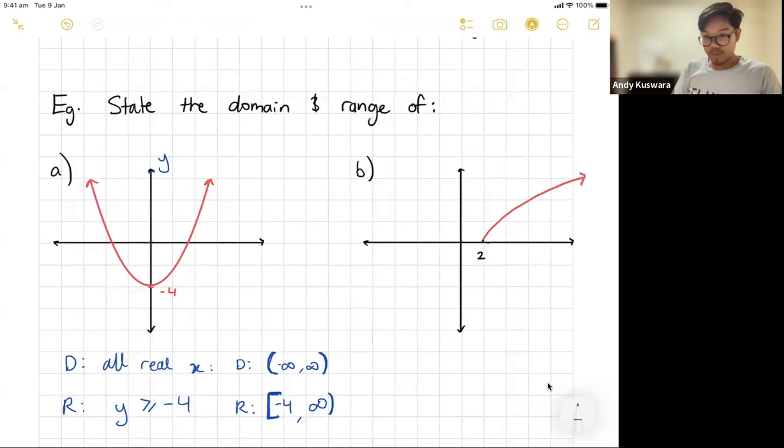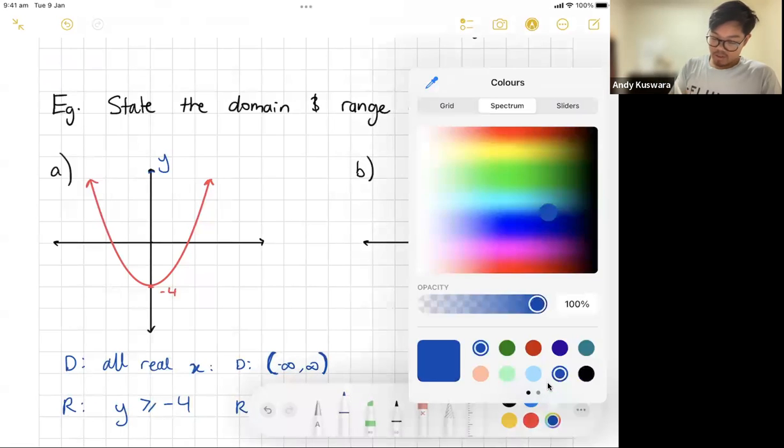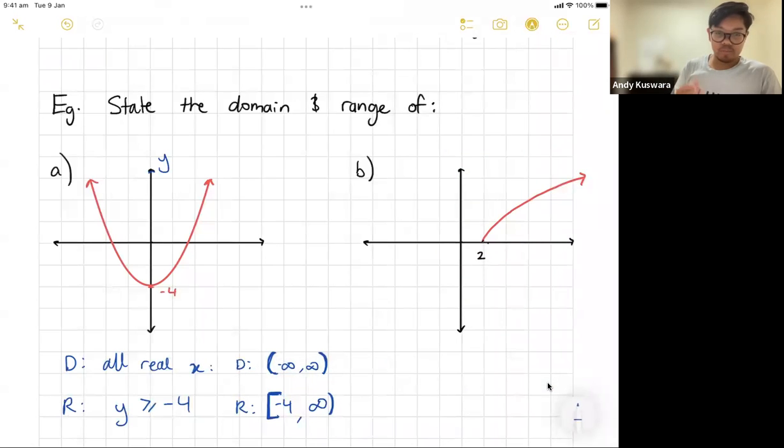Have a go at question B, see if you can do it without my help, see if you can state the domain and range. Okay, so hopefully you gave that a go. If you didn't, boo, pause the video, do it again. If you did, pause it and you tried it, good job. Let's talk about this one.